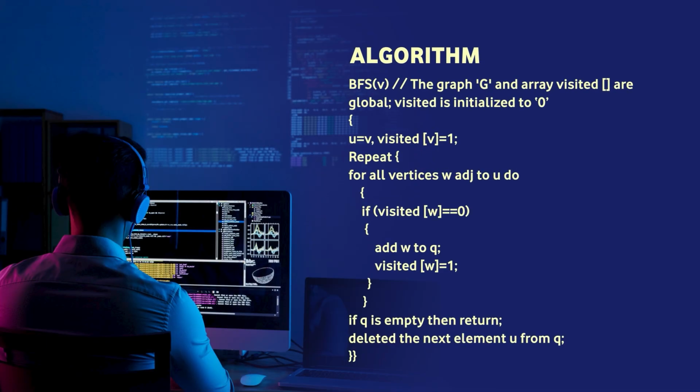Now what is the breadth first search algorithm? The argument here is V, which is the vertex set. You have to visit the first vertex, so U becomes equal to V, and you mark that first vertex as visited, equal to 1. Now you have to repeat this for all the vertices.